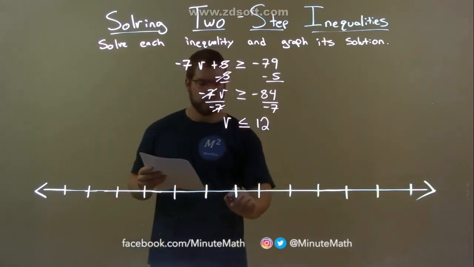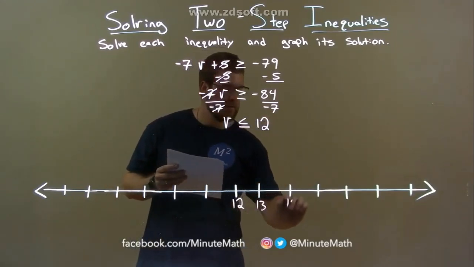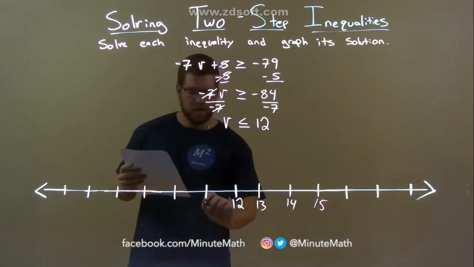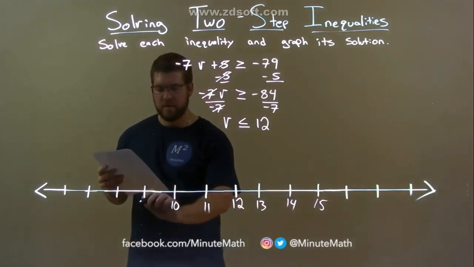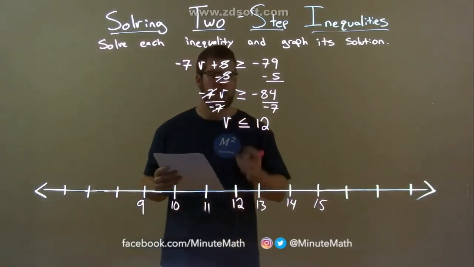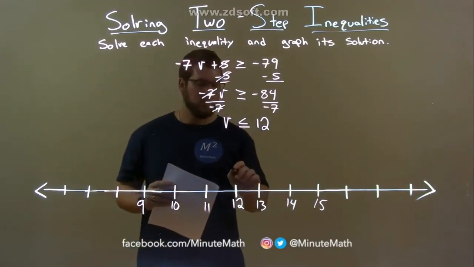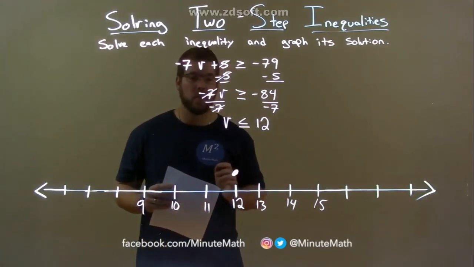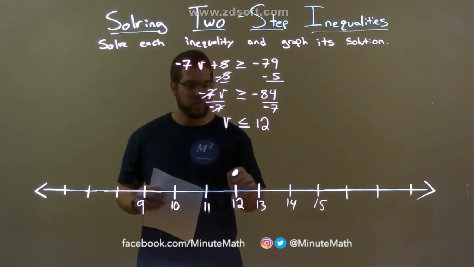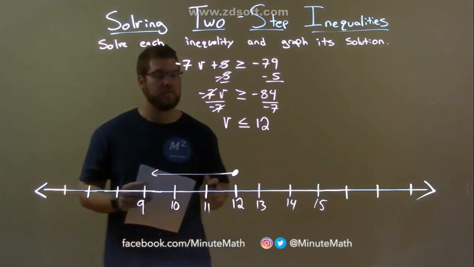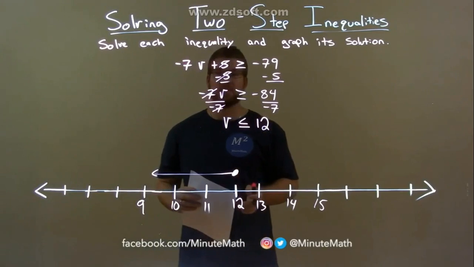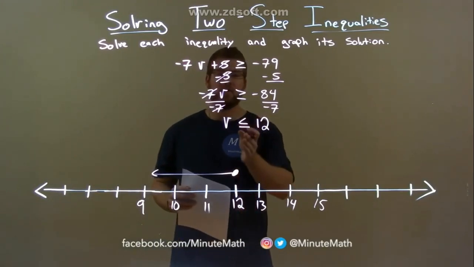So let's graph it. Let's put a 12 here, 13, 14, 15, and 11, 10, 9. Okay? v can equal 12, which means we have a closed circle right here at 12. v is less than 12, so the arrow goes to the left. And now we have a graph that matches our final answer, v is less than or equal to 12.